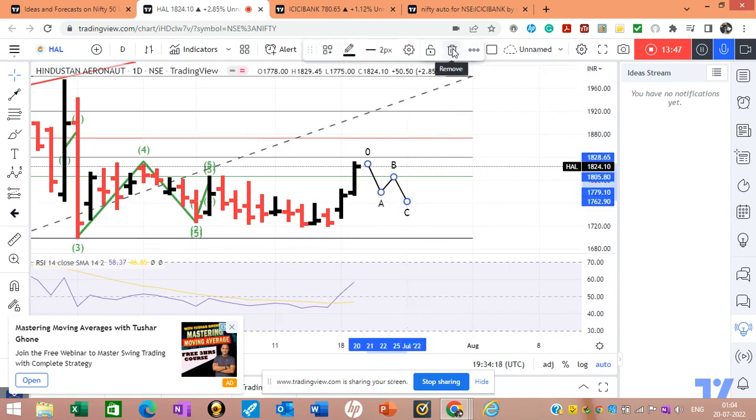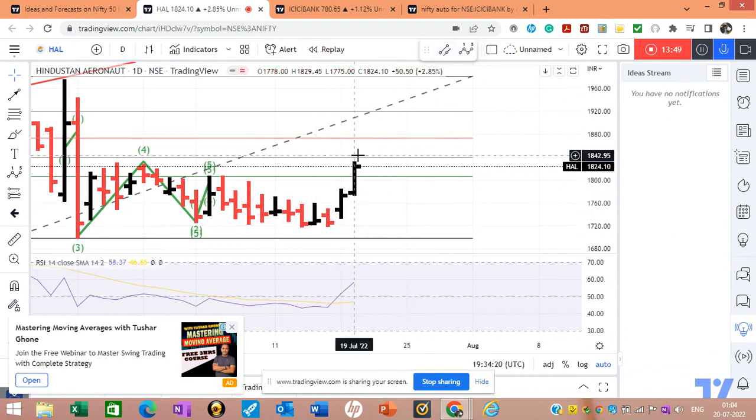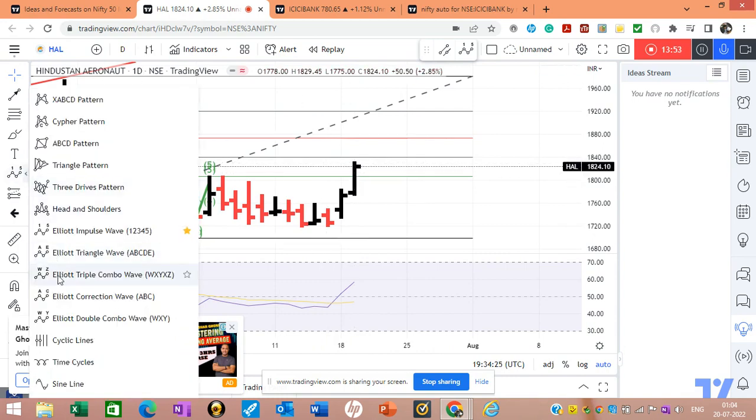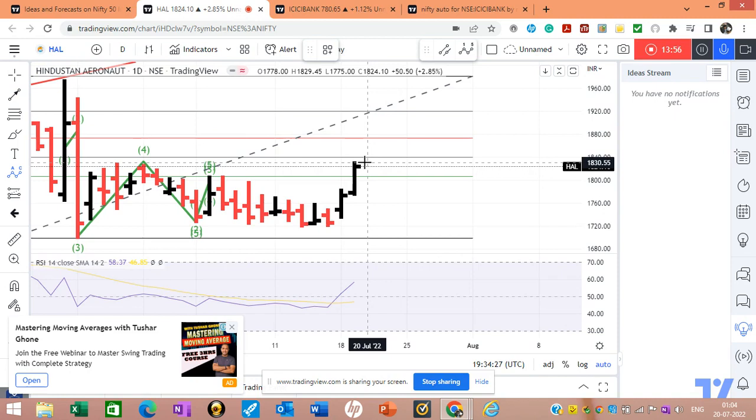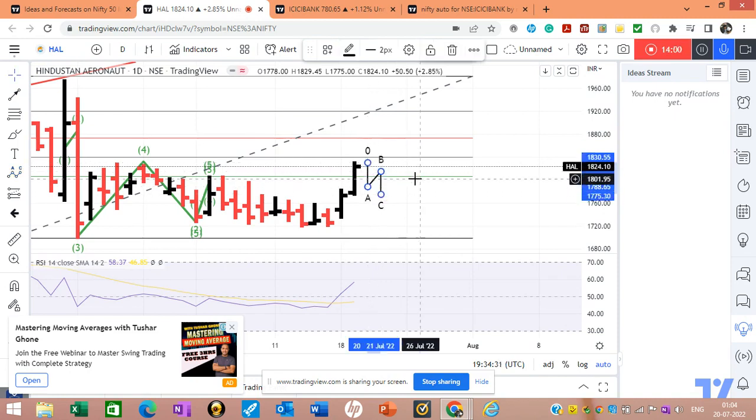So now, I think in HUL this five wave move is up. Now the corrections will start, A, B, and C. So tomorrow we will see a decline in HUL like this, A, B, and C. And then we will see what happens.